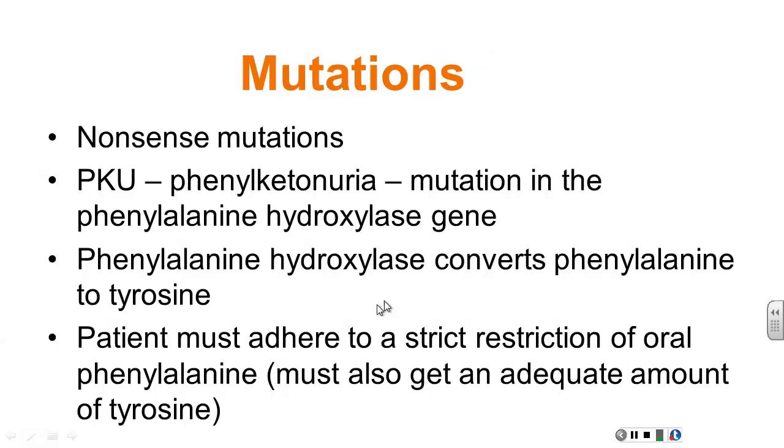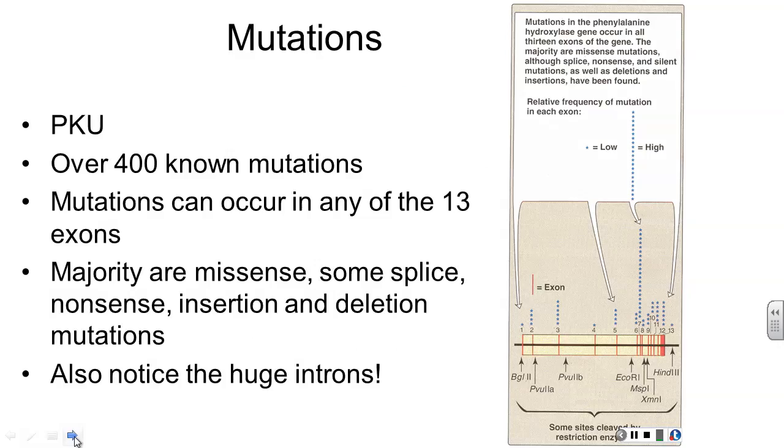This gene actually converts phenylalanine to tyrosine, so it's involved in the catabolism of phenylalanine, the breakdown of phenylalanine. And we went over this a little bit, and how you can actually treat the disease by restricting the diet of phenylalanine. Now with PKU, there's over 400 known mutations. Actually, I believe there's over 500 known mutations. Anyway, there's many known mutations.